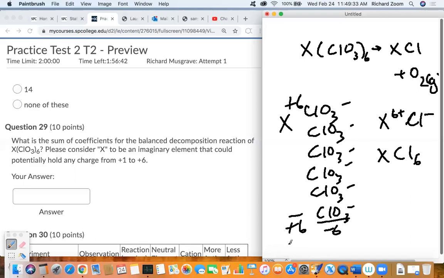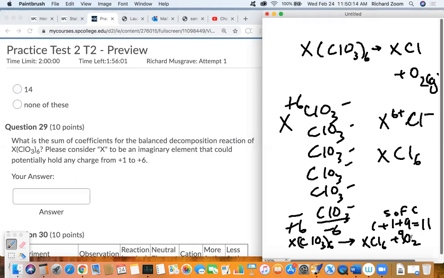Does anybody have any questions so far? This is always going to split into O2 as a gas, and then I'm just looking for something to balance the Cl. So when looking at this, X is balanced, the Cl's are balanced, we've got 18 oxygen, so we need a 9 in front of the O2. The sum of coefficients would be 1 plus 1 plus 9, which is 11. What's right next to the O2? It says O2 (g). What is that? Gas. Okay, thank you.